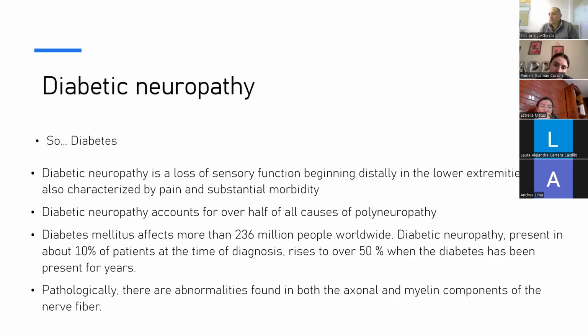Diabetic neuropathy is present in 10% of the 236 million people that suffer from diabetes. And the pathology that we need to check is that there are abnormalities in the axon and the myelin components of the nerve fiber. Okay, so we have both of them.